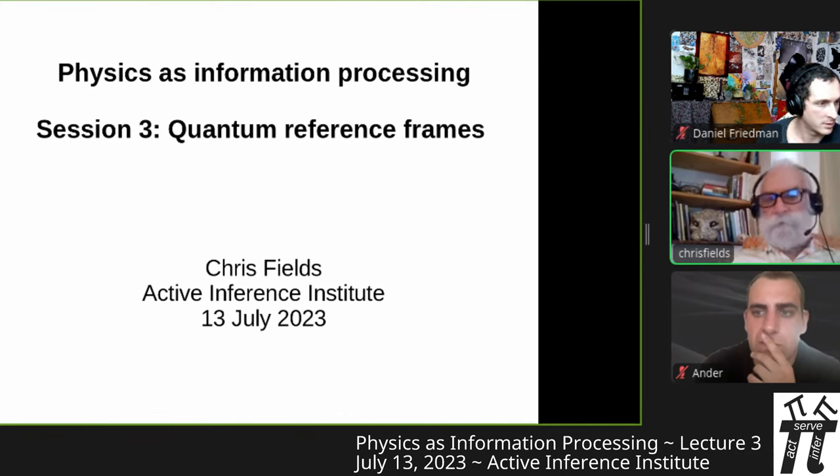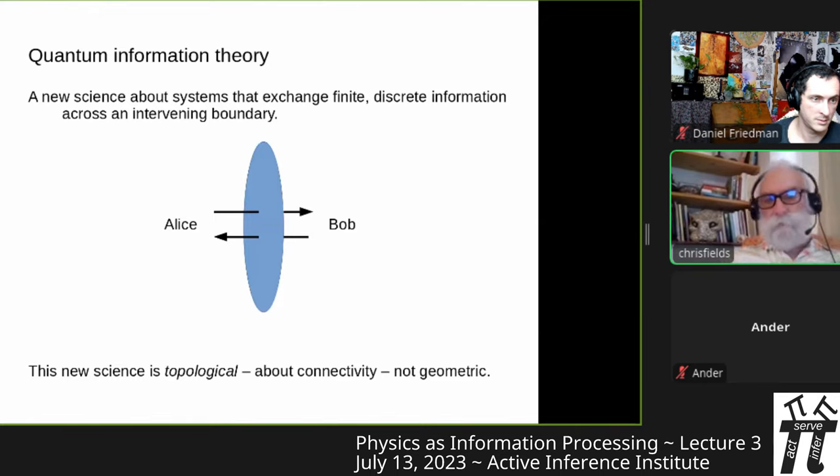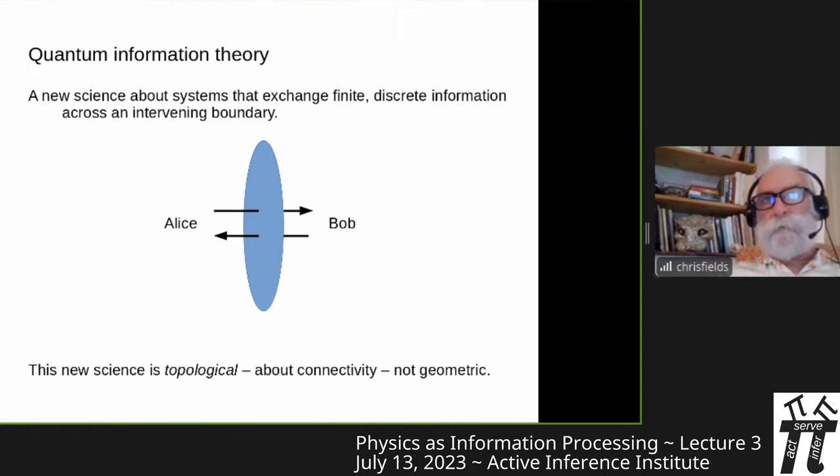Thank you, and welcome to Physics as Information Processing Session 3, which is about quantum reference frames. So in this course, we've talked about quantum information theory, which we characterized as a general theory that describes the exchange of finite information between two finite agents that are separated by some boundary. And we emphasized that this is a topological theory, not a geometric theory, so it makes no assumptions about an embedding space-time.